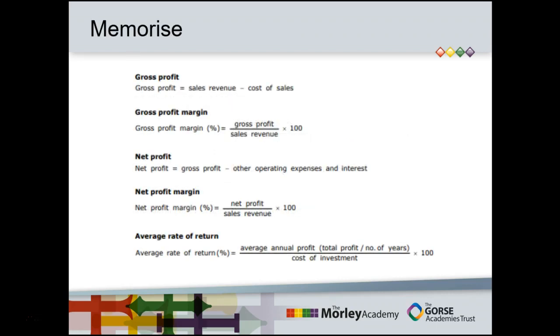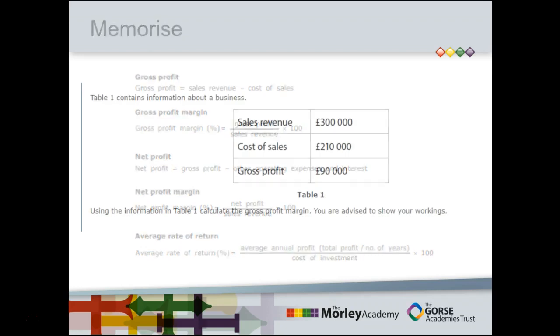Remember, they're not assessing your mathematical ability. This is not the kind of maths that you're doing in your maths paper. You are performing at a much, much higher mathematical level. They are assessing your business knowledge and your understanding of business terms.